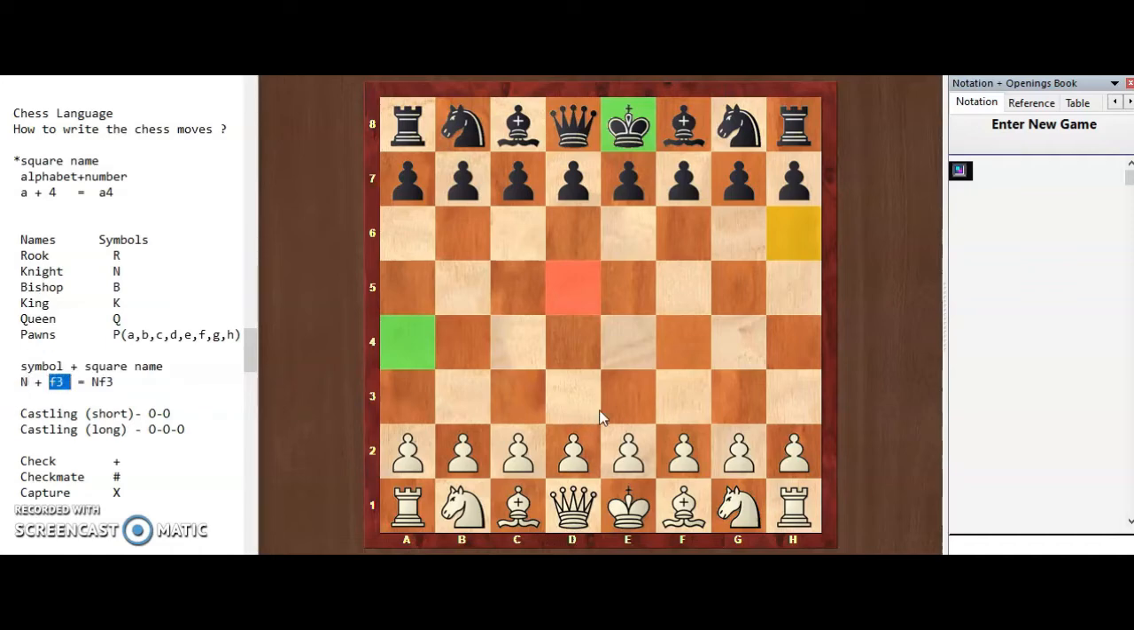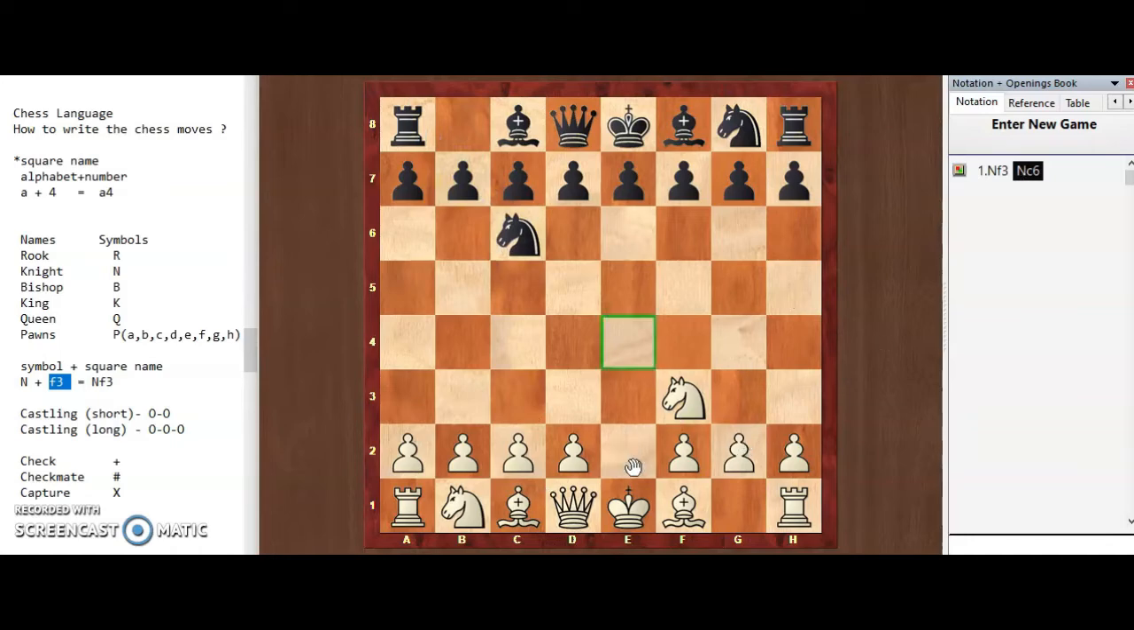Let's just mark F3 on the board. This is F3. So when I'm moving the knight over here, that's how we write it. You see on the right side of the board, the notation entered is N F3. This is the notation of this move. When I move this one, N C6.